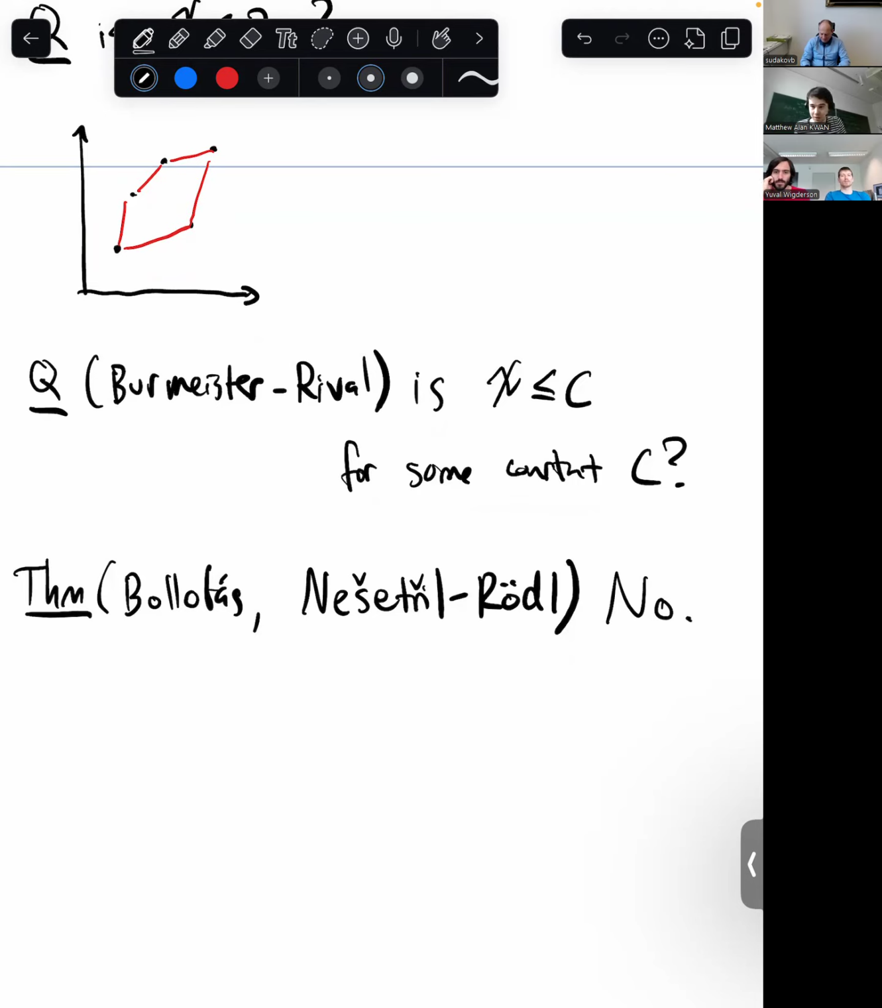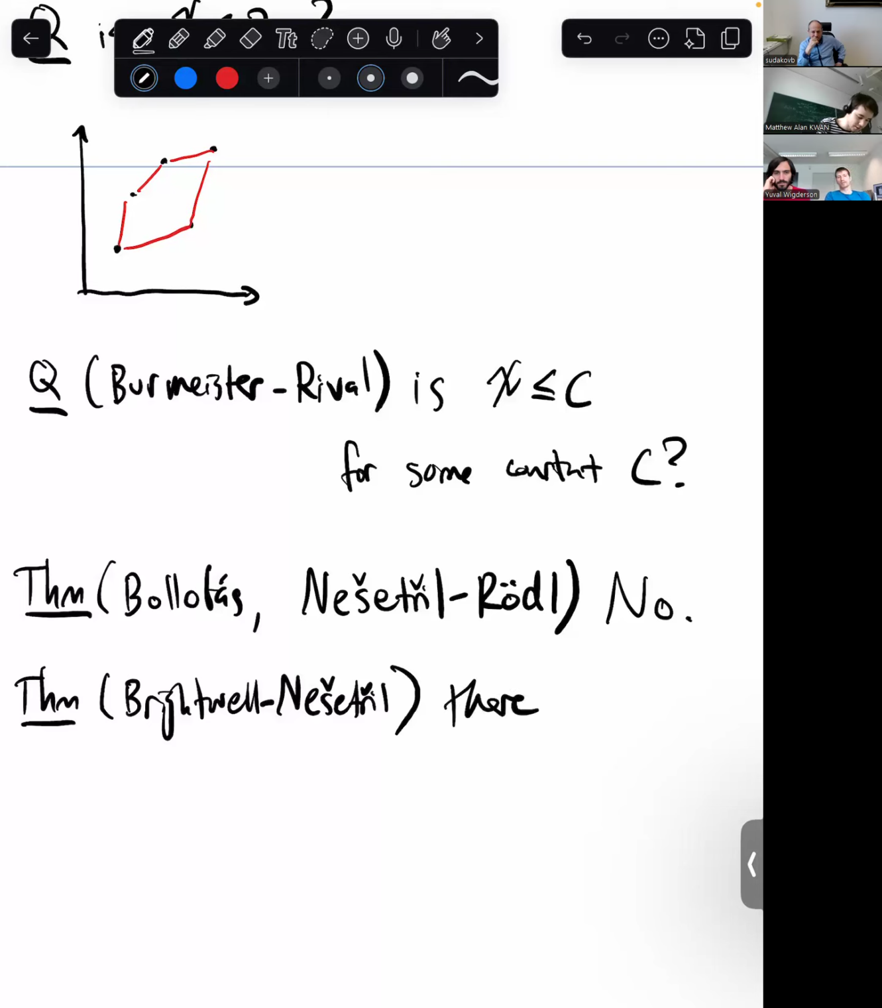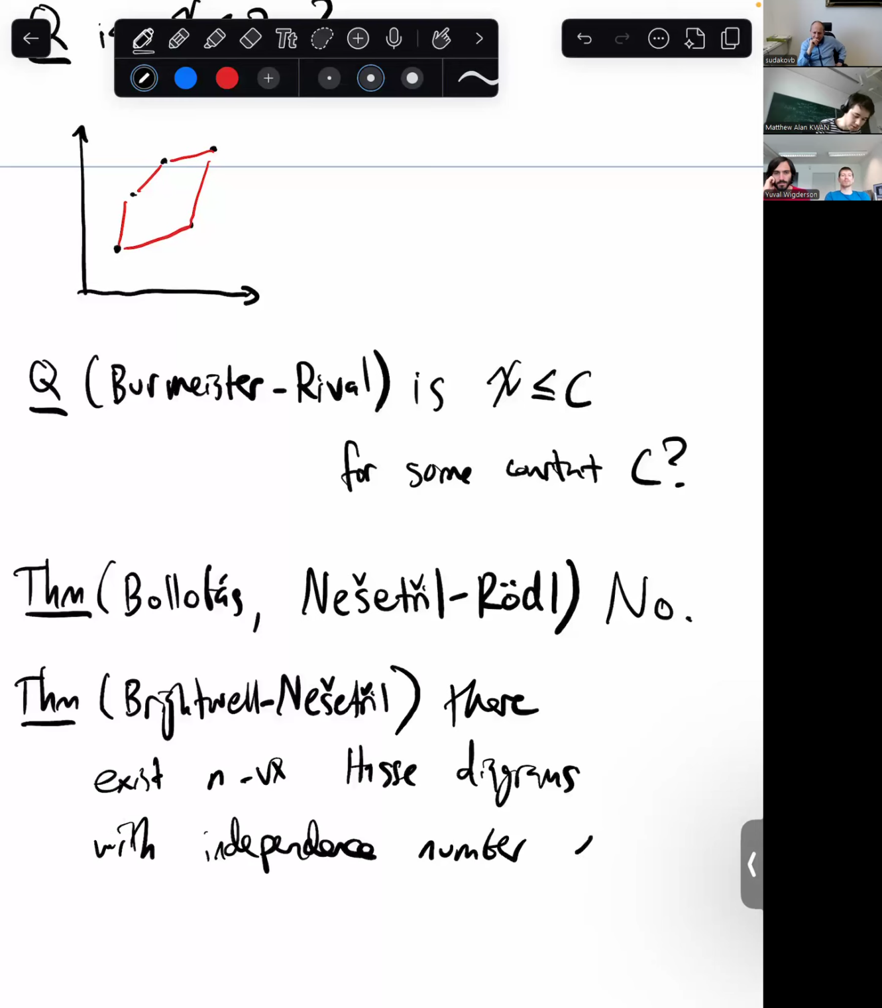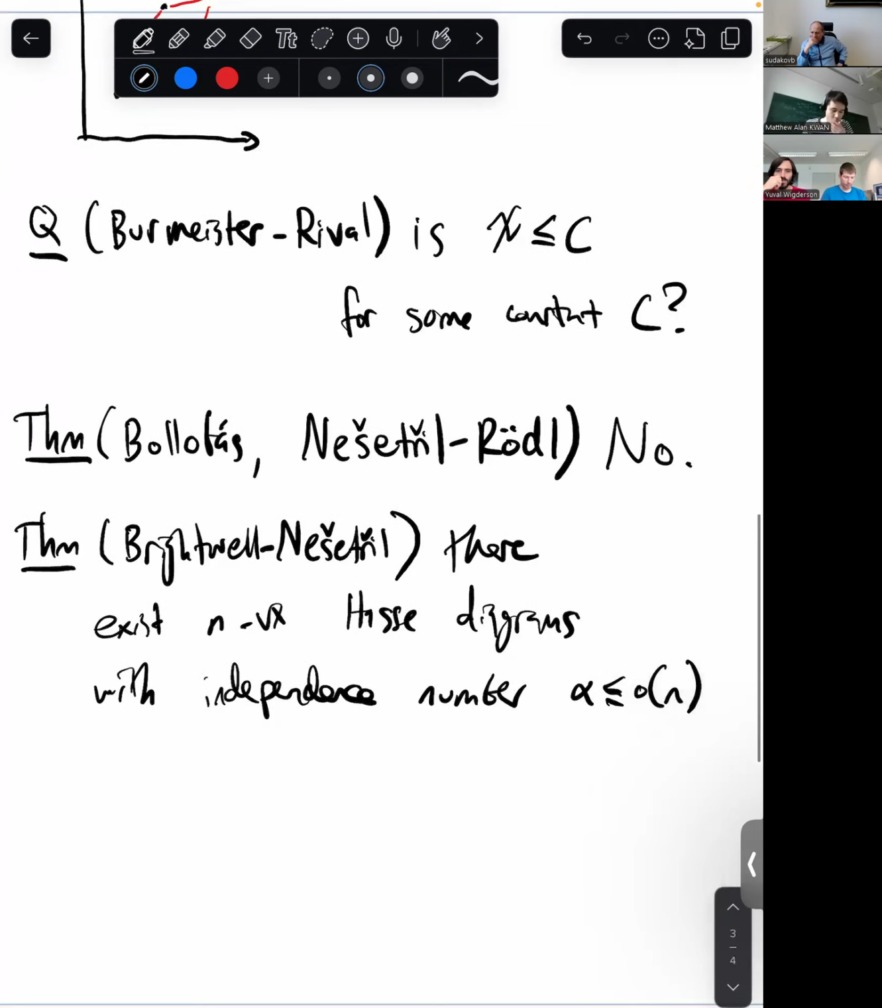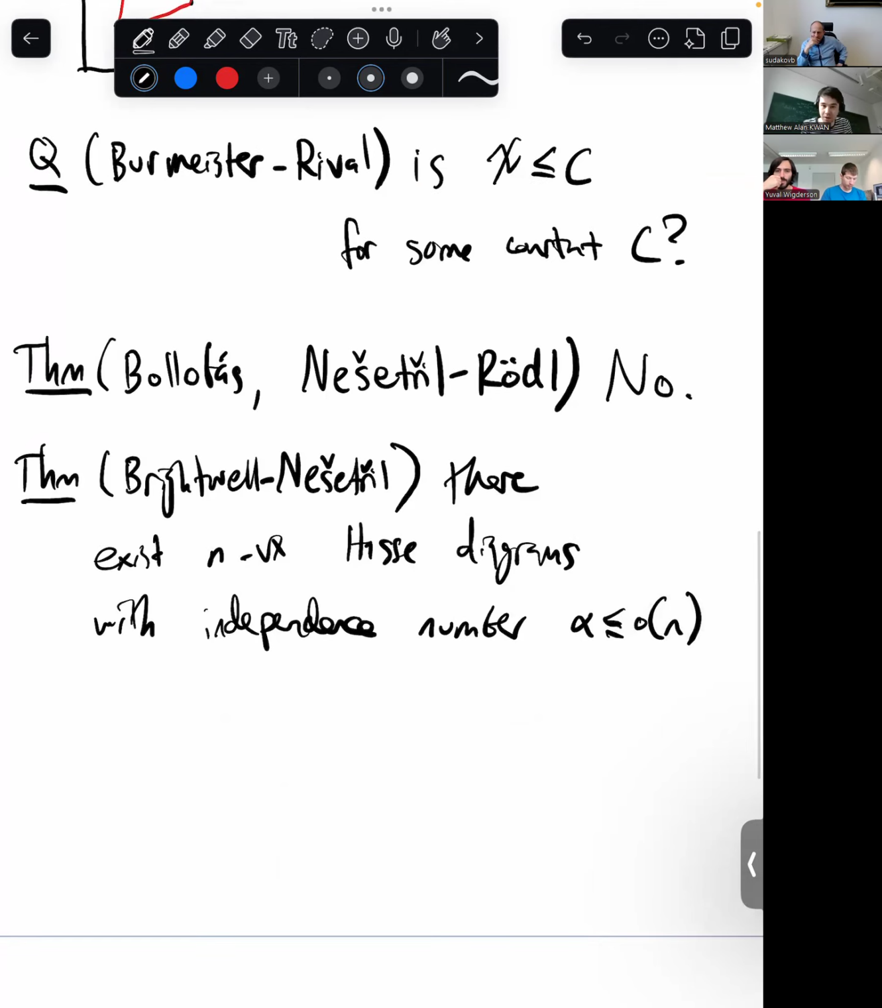There's still all sorts of questions that you could try to ask to follow up on this. The next thing that was proved here was by Brightwell and Nešetřil, which looks similar but is actually stronger: that there exist n-vertex Hasse diagrams with independence number alpha being little o of n. If you know that the independence number of a graph is much less than n, then that automatically tells you that the chromatic number is large, just because the color classes are always independent sets. But the converse is not true, so this is really a stronger statement. And really this is saying that the fractional chromatic number of Hasse diagrams can also be large, not just the chromatic number. And the other direction that you can ask about is, well, what about quantitative aspects?